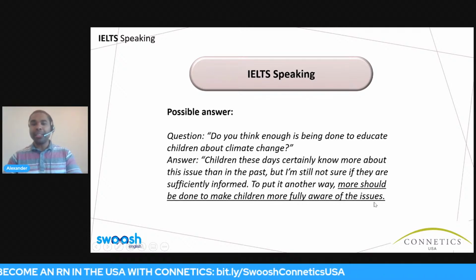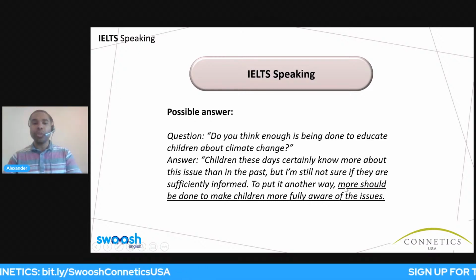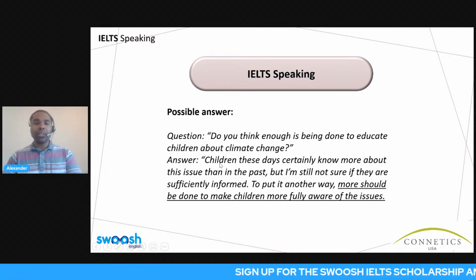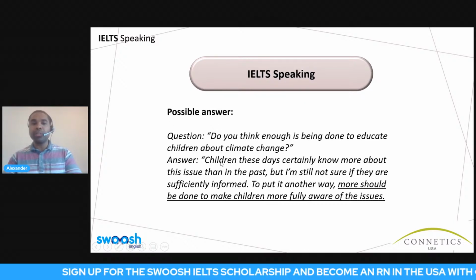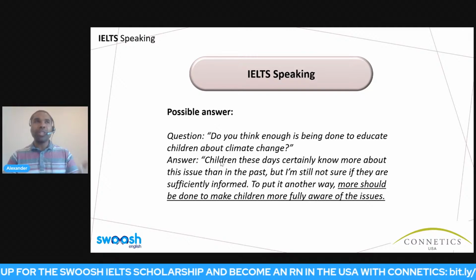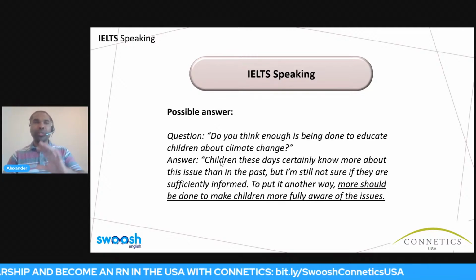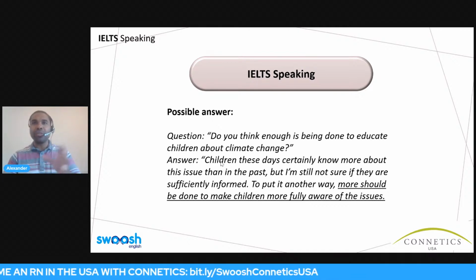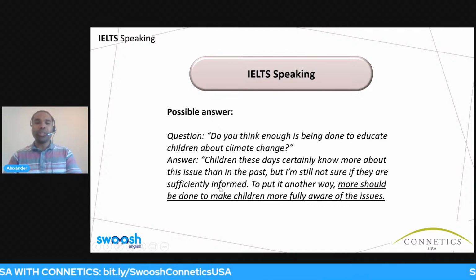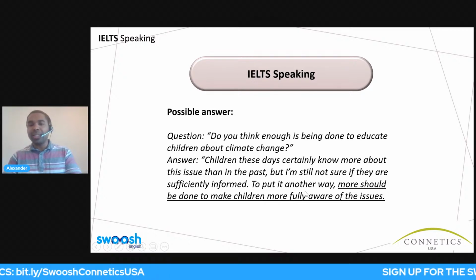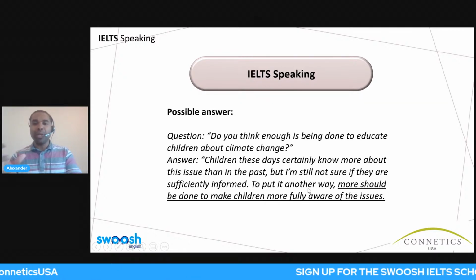So we can see right at the end here, we've directly answered the question. Do you think enough is being done to educate children? We're saying no, more should be done to make children more fully aware. But we put a little bit of context into the response to begin with. So we start with a bit of context. Almost, if you think about when you're writing your essay for task 2, you have your introduction where you sort of set the scene a little bit, you create a context for your answer. This is what we can do. So we can create a bit of a context and then we can paraphrase by answering the question more directly.